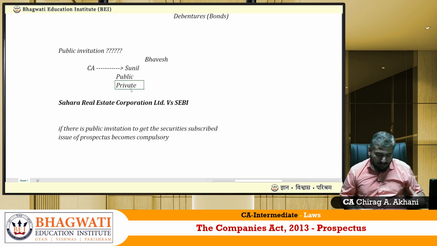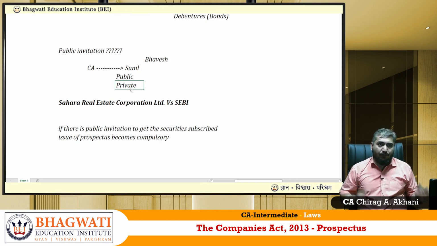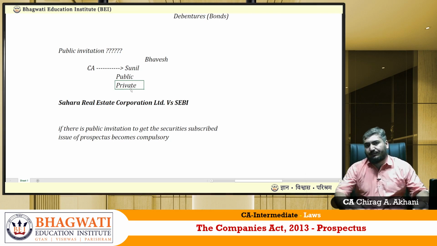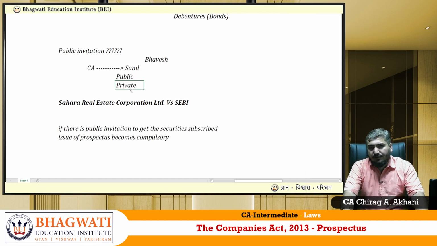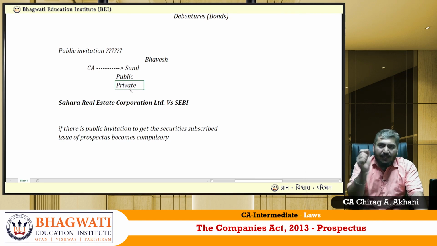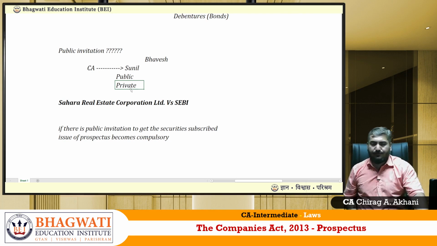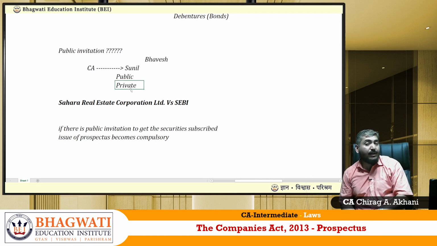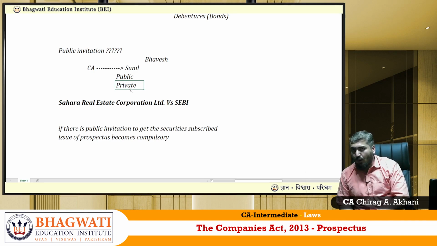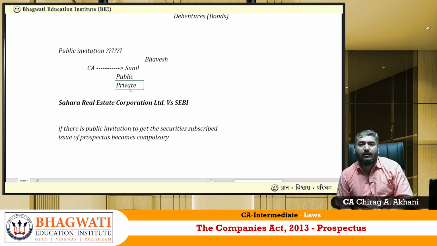So the Supreme Court also remarked that if we allow it like this, ultimately we are letting companies invite 140 crore people of this country in the name of only Indians without making them issue a prospectus, because it is a private offer. Private offer means no need to issue any prospectus.